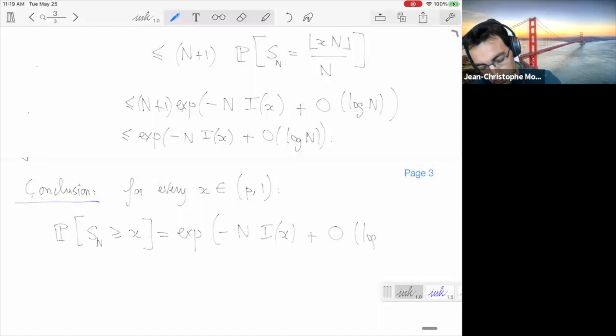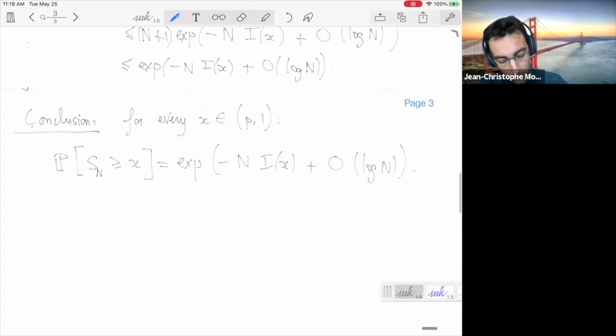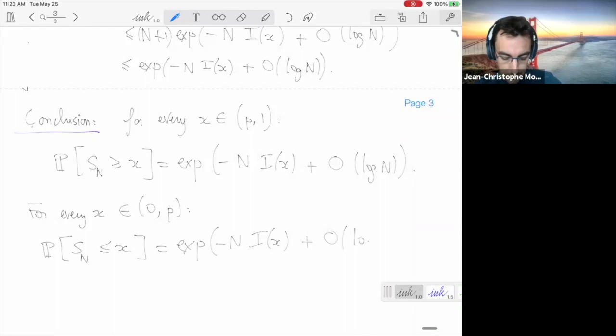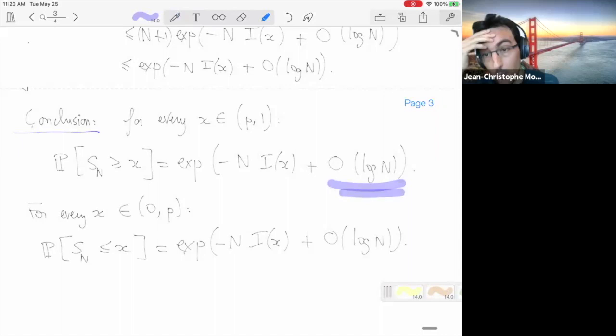And you can verify that similarly, if you ask yourself what happens for x below the mean value, so for every x between 0 and p, sorry, the probability that Sn is less than x is going to be exponential of minus n I of x again, plus some error term. And the whole reason for this is exactly in the spirit of this first exercise of the problem set, because whether we're keeping a sum of terms or the maximum of the terms, the behavior asymptotically is the same. And just to clarify, in this derivation, I don't care very much what's the exact form of the error term. What I want to display is just the leading behavior, like it's exponential minus n I of x.